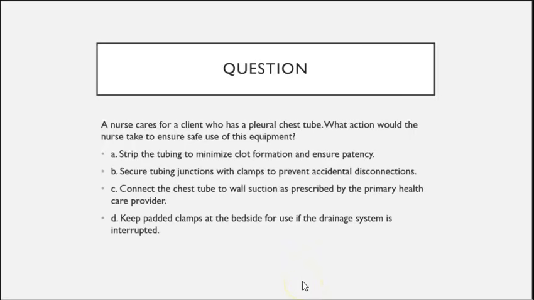The nurse cares for a client who has a pleural chest tube. What action would the nurse take to ensure safe use of equipment? Strip the tubing? We know that's wrong. Secure tubing junctions with clamps to prevent accidental disconnect. We never clamp it unless it gets disconnected, so nope. Connect the chest tube to wall suction as prescribed by the primary healthcare provider. No. Keep padded clamps. Yes. This is important. Keep padded clamps at the bedside for use if the drainage system gets interrupted.